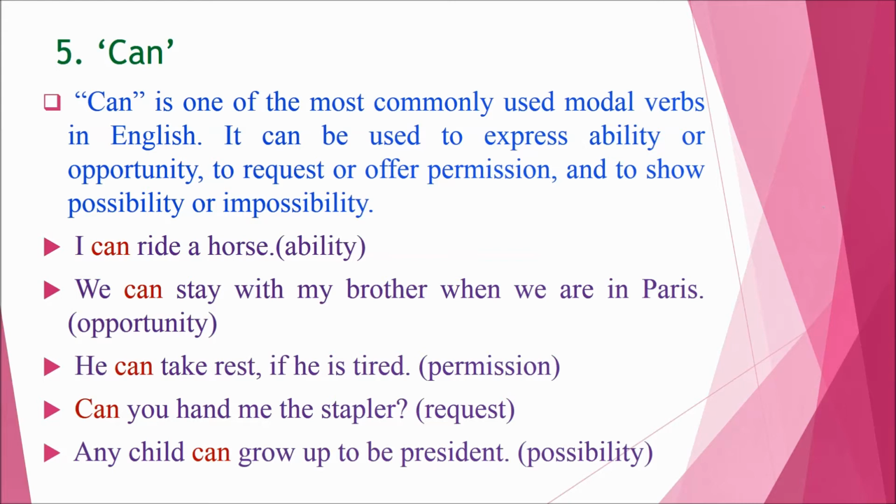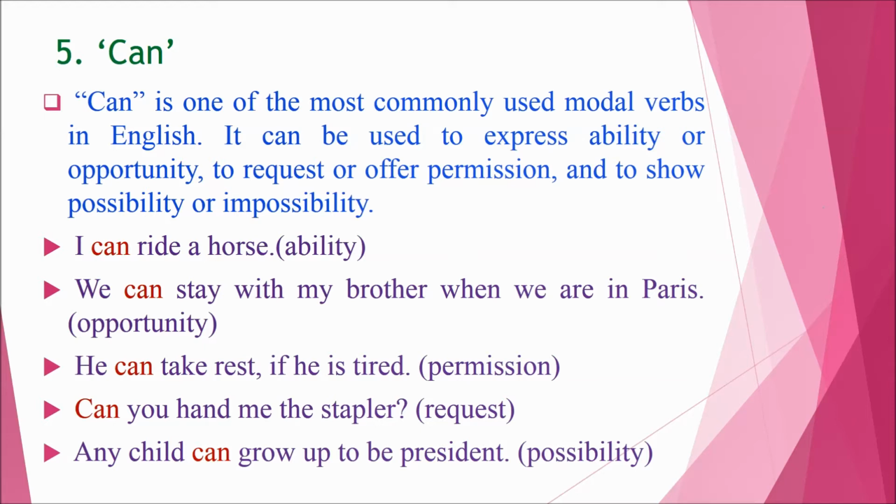Next, we are going to learn about can. Can is one of the most commonly used modal verbs in English. It can be used to express ability or opportunity, to request or offer permission, and to show possibility or impossibility. Now let's see some example sentences.